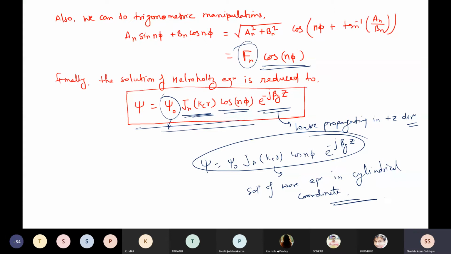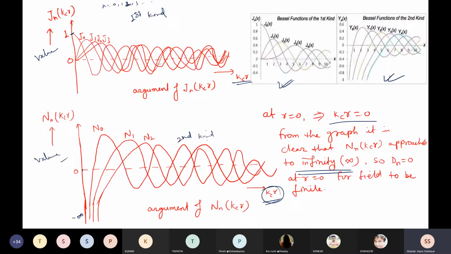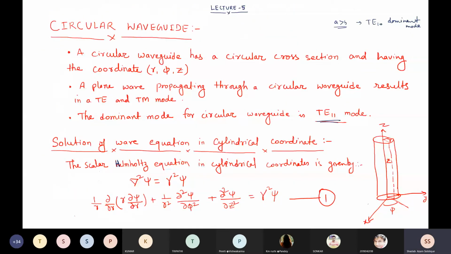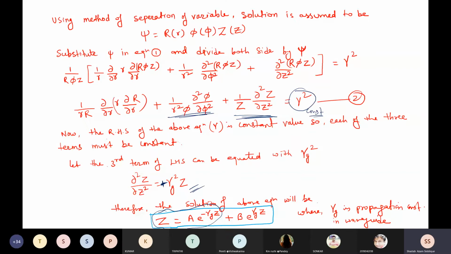Okay, so this is the solution we will use while we are solving the TE and TM modes. I hope you have understood these derivations, the solution of the wave equation in cylindrical coordinates. This is quite similar to the rectangular coordinate case, but a little bit different.